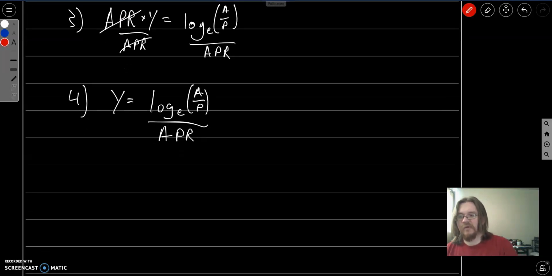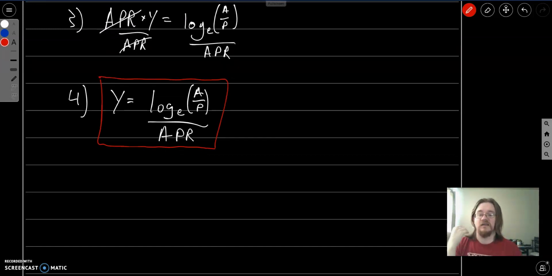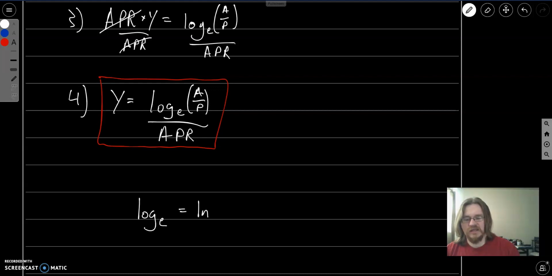So here is the formula for time when we are continuously compounding interest. The one thing to notice here is that I have log base e, and most calculators that you'll come across won't have a log base e function. There's no button to press that says log base e. However, log base e shows up so much that mathematicians have given it a separate name, and it is called ln, which stands for natural log, or natural logarithm.